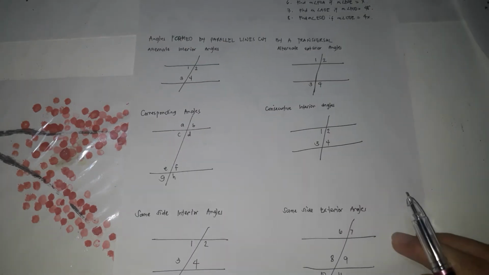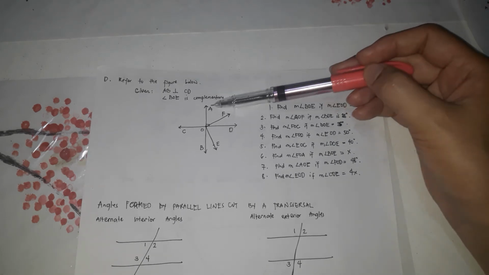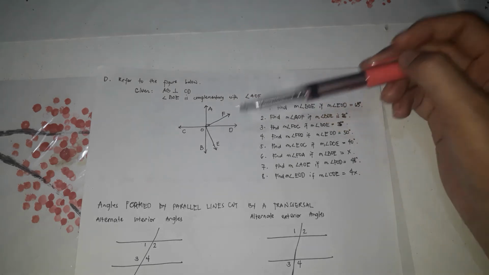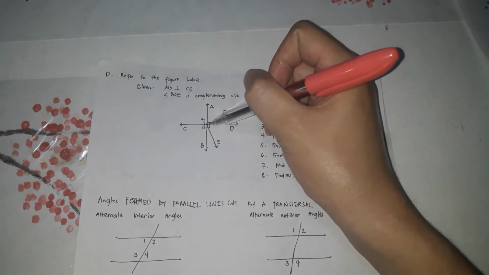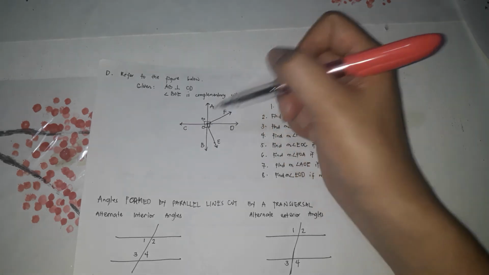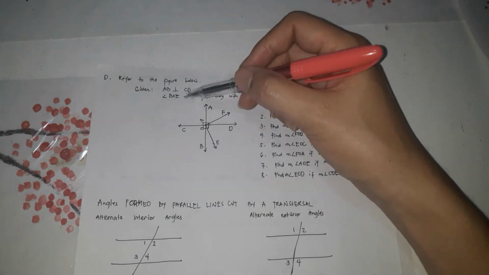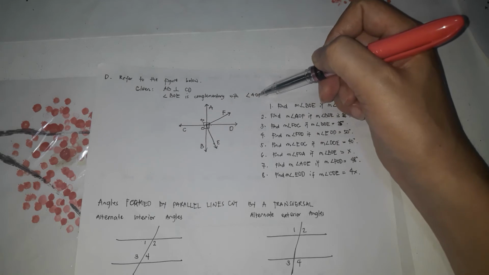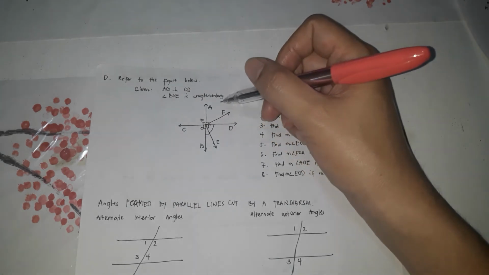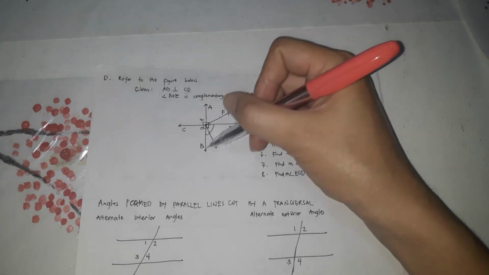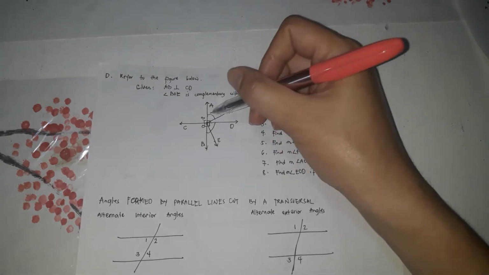So, next, we're going to talk about the measures of an angle. Refer to the figure below. AB is perpendicular to CD. Ibig sabihin ng perpendicular, they form 90 degrees. So, this is 90 degrees, 90 degrees, 90 degrees. Again, itong box, instead of circular, means it's 90 degrees. Next, BOE is complementary with angle AOF. This is AOF, sorry. BOE is complementary with AOF.